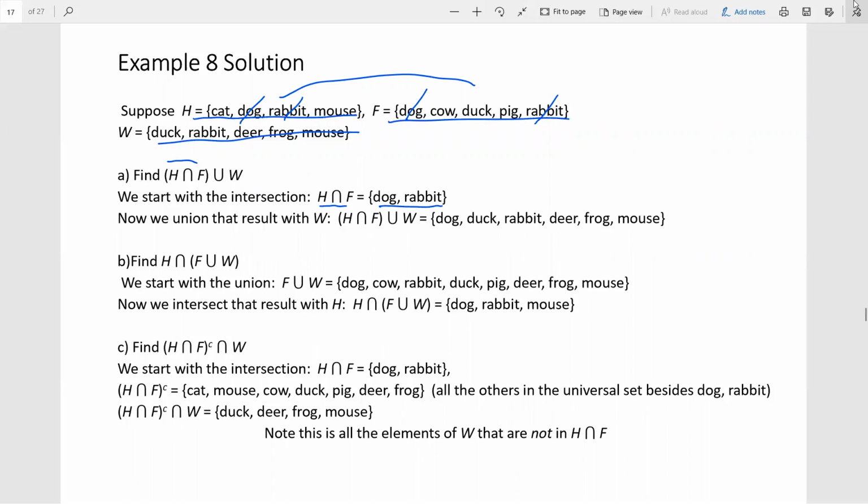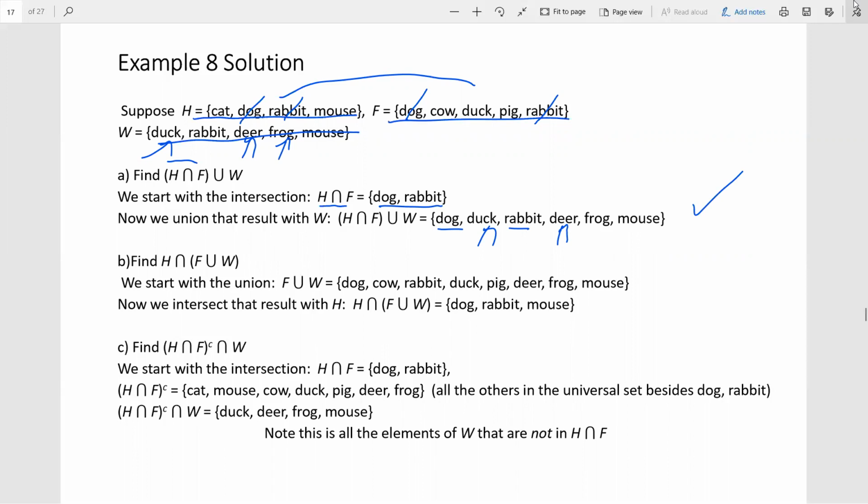Now we want to union that with W. So to the dog and the rabbit, we're going to add a duck. We already have a rabbit, a deer, a frog, and a mouse. So this is part A, answer.